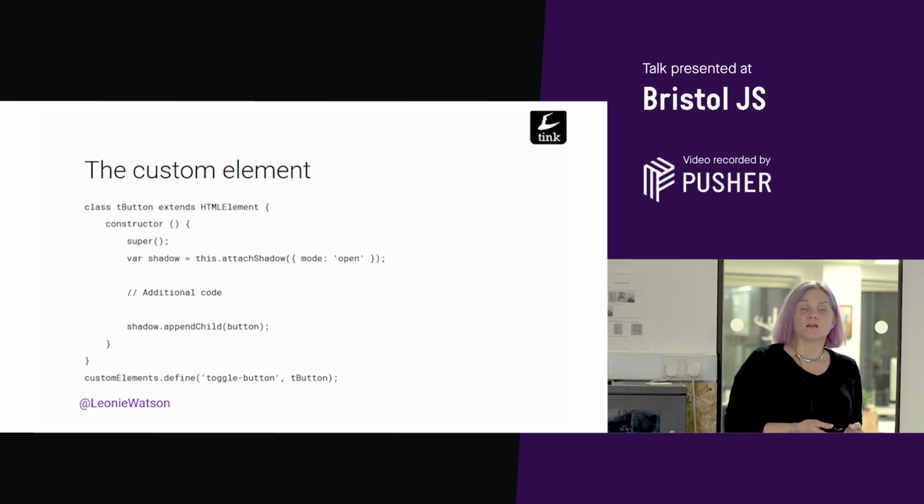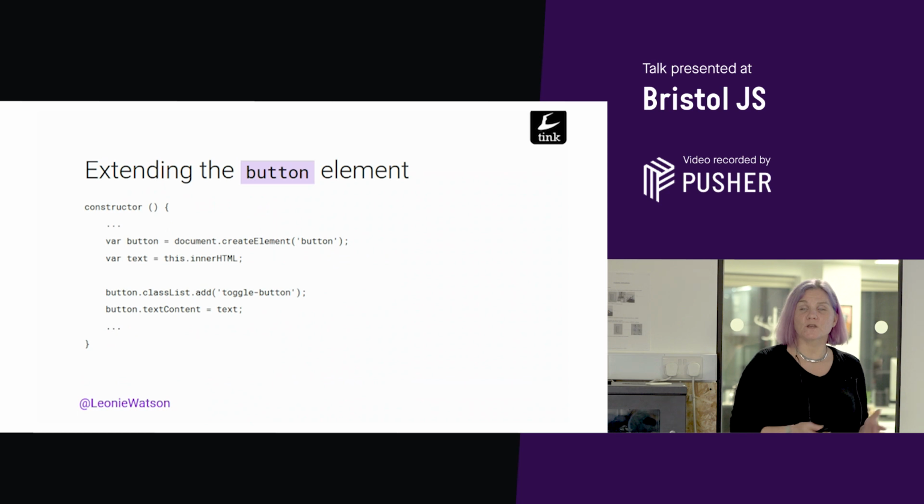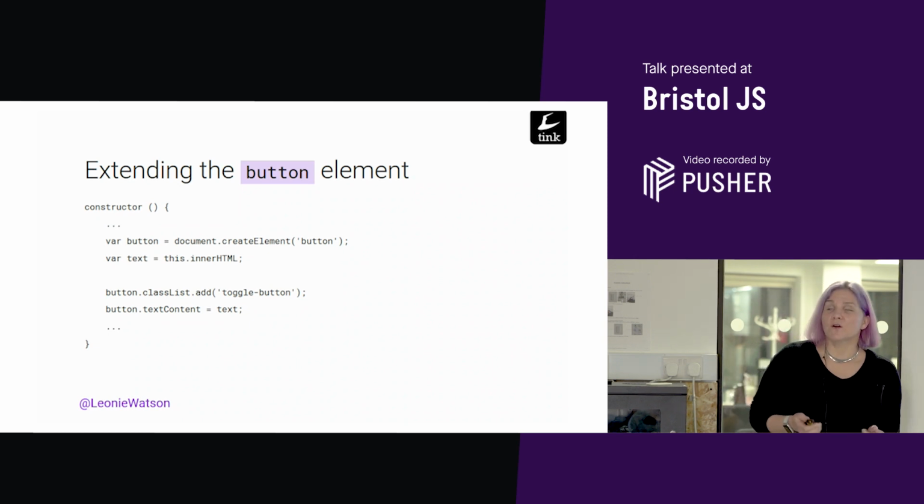So we can set up a pretty simple custom element constructor, and we're going to use it to recreate our toggle button, but in a way that can just be used much more simply at the point you want to add it into the page. So we're going to extend the button element because we want to take a lot of the goodness of the original button element. We're going to hook it in.